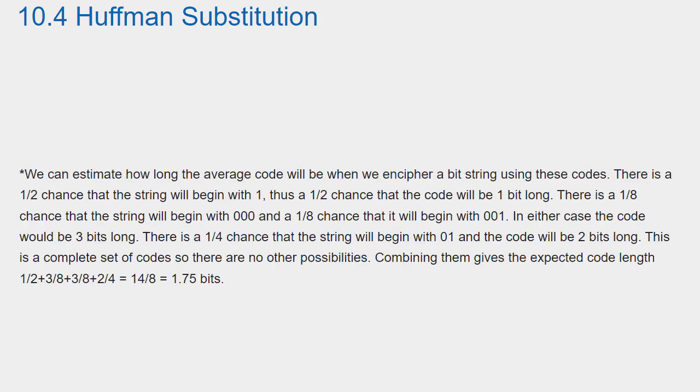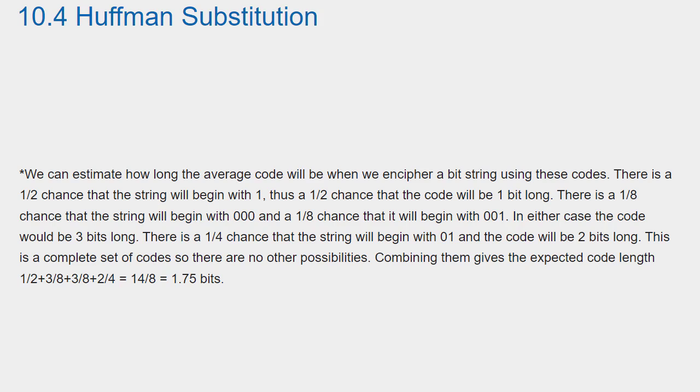We can estimate how long the average code will be when we encipher a bit string using these codes. There is a 1 in 2 chance that the string will begin with 1, thus a 1 in 2 chance that the code will be 1 bit long. There is a 1 in 8 chance that the string will begin with 000, and a 1 in 8 chance that it will begin with 001. In either case, the code would be 3 bits long. There is a 1 in 4 chance that the string will begin with 01 and the code will be 2 bits long. This is a complete set of codes, so there are no other possibilities.